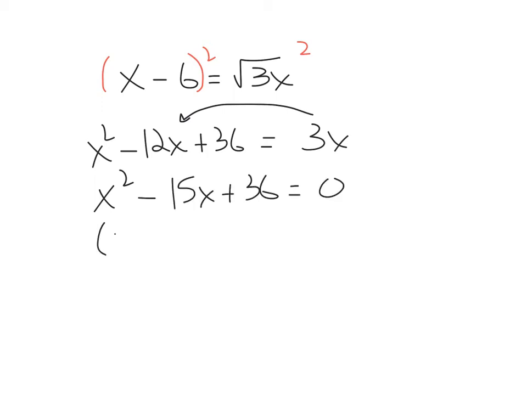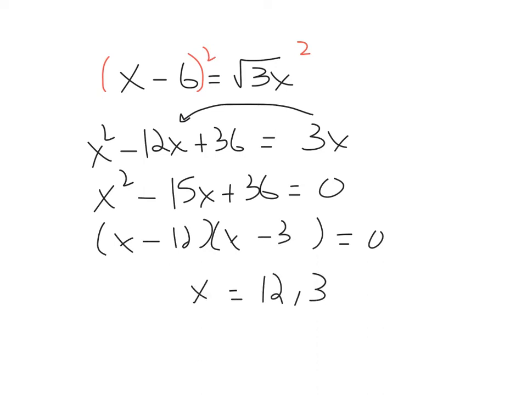So I'm trying to think of factors of 36 that add up to 15. They're 12 and 3. So I get these 2 answers, 12 and 3. Now don't forget, you have to check your answers to see if any of them are extraneous. So I'm gonna try the 3 first. If I plug 3 in this side, it gives me square root of 9, which is 3. But if I plug it in over here, 3 minus 6 is negative 3. So that's gone.